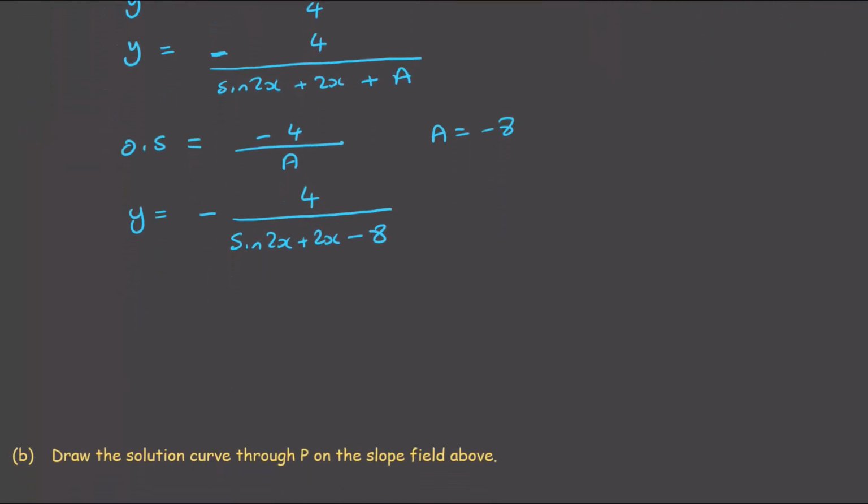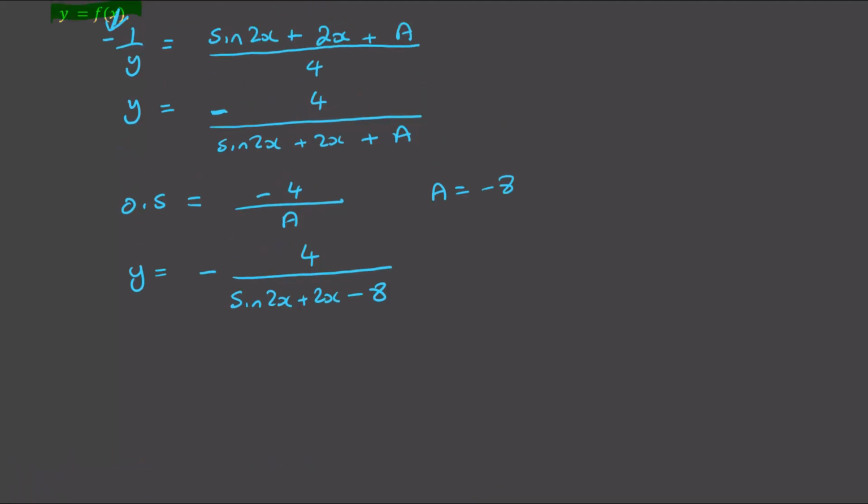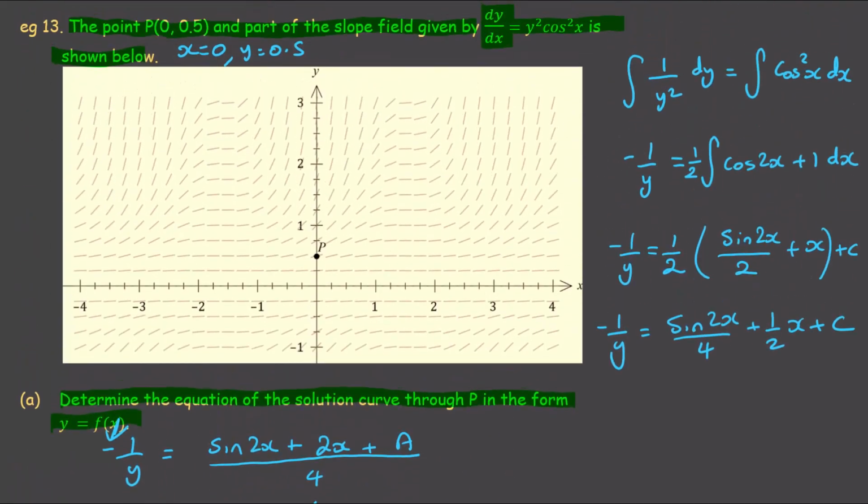Draw the solution curve through P on the slope field above. So that's the last part of the question. Now, I'm going to do this, and then I think we'll have a look at this one on the calculator as well. So what appears to be happening here, if we go to the right from P, we can see the gradient seems to be going up like so, but then it's going to curve back over.